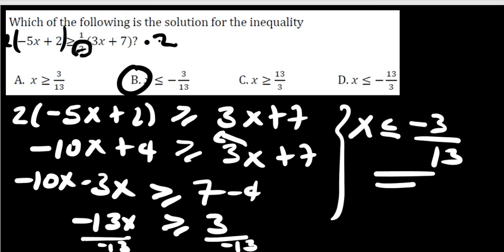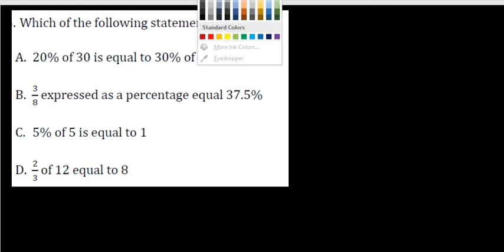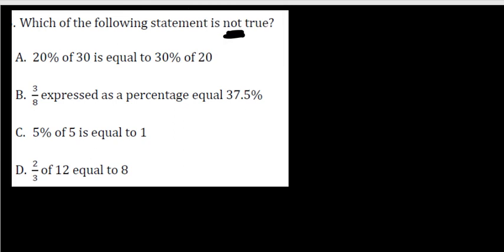Okay, next. Okay, the next question, it is more of percentage. It says which one of the following is not true? Not. Okay, 20% of 30 is equal to 30% of 20. We need to check this. Maybe it's true here, but it doesn't mean always true. Maybe it's true here. Let's check it.